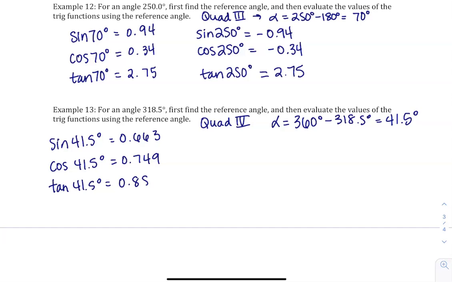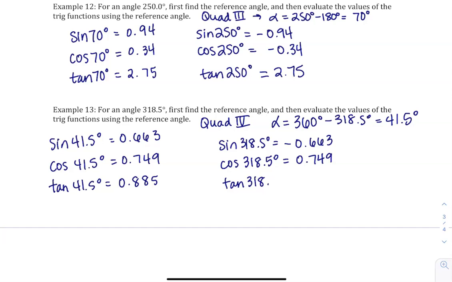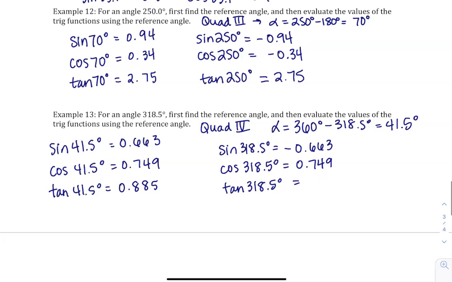and 0.885. When we're in quadrant 4, sine is negative, cosine is positive, and tangent is negative. So sine of 318.5 degrees will have to be negative 0.663. Cosine of 318.5 degrees will stay positive. And tangent of 318.5 degrees is going to be negative 0.885. Didn't get that negative in there yet.